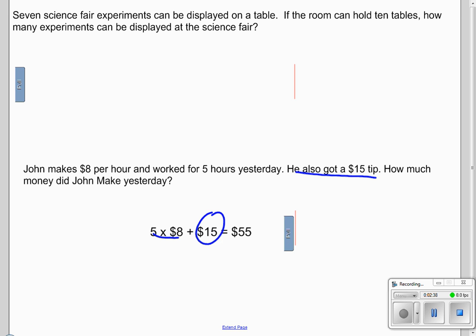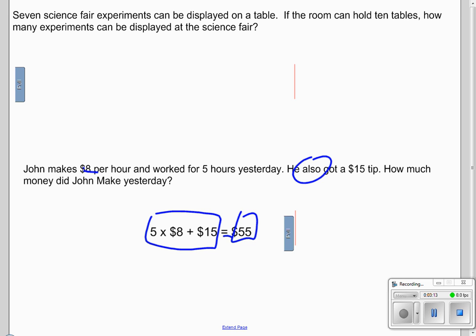So when we see something like worked for 5 hours, that's for 5 hours, we know that's going to be multiplication. So it's 8 per hour times 5, and then we see language like also or additionally, we know that's going to be addition. So we have 5 times 8 plus 15 equals $55. So that's how we turn word problems into equations. Please notice there is an equal sign. So we are showing this equals $55.